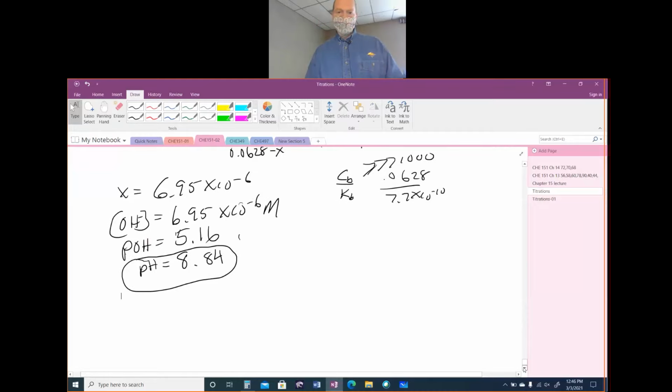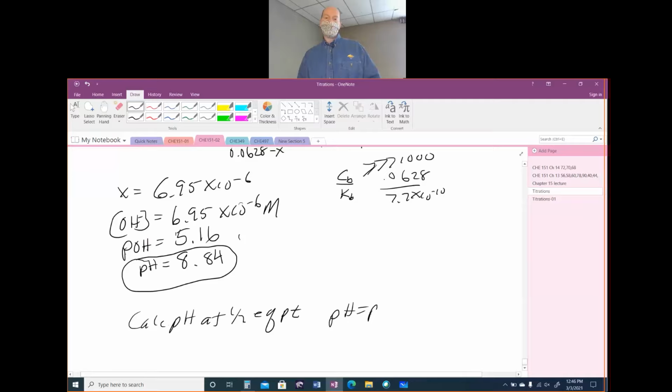All right, and so the next question says calculate the pH at the half equivalence point. And all you need to do there is know that your pH is equal to the pKa at the half equivalence point. So we already did the pKa, it was 4.89. So your pH is 4.89.